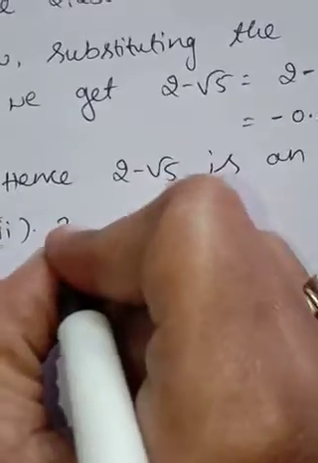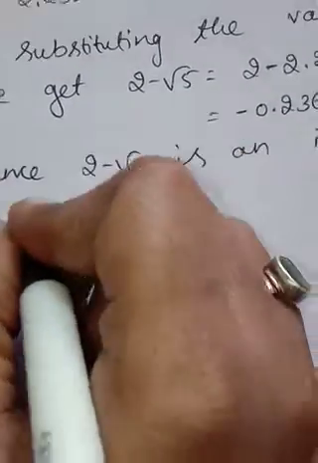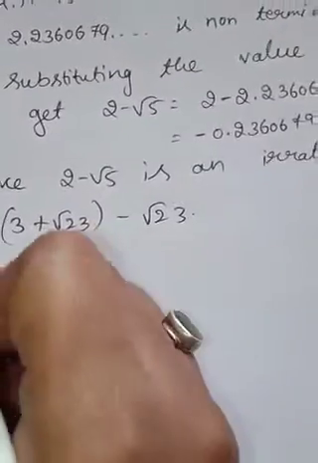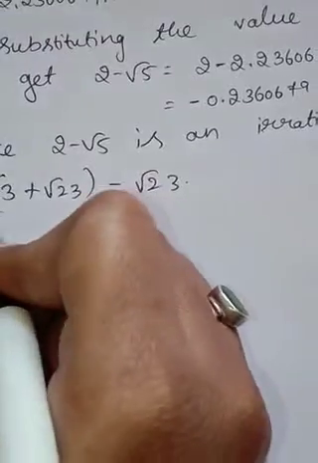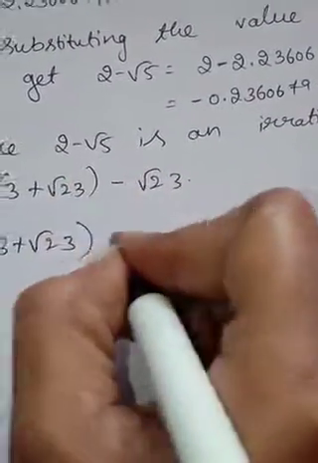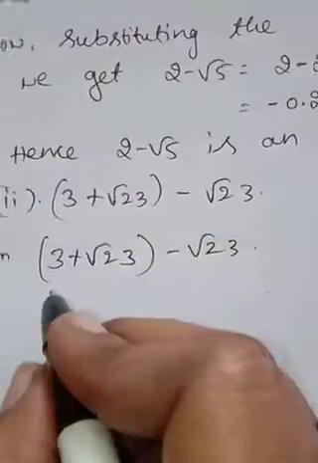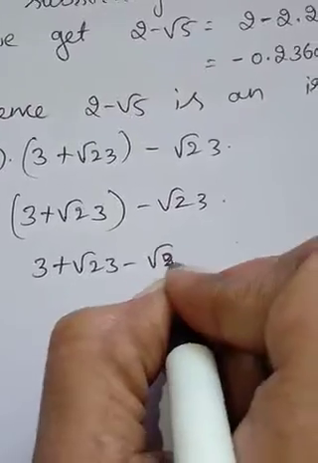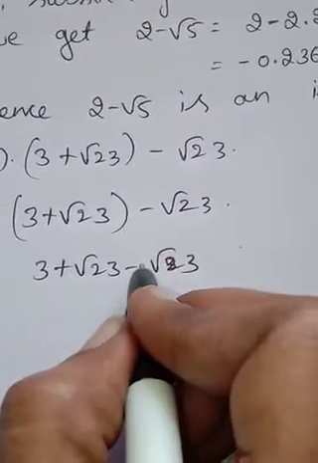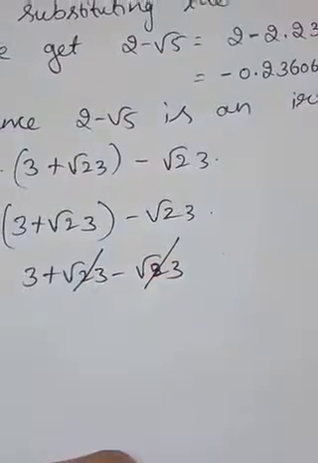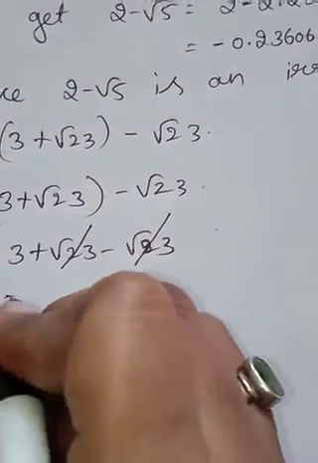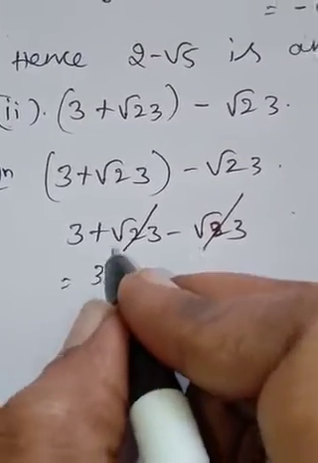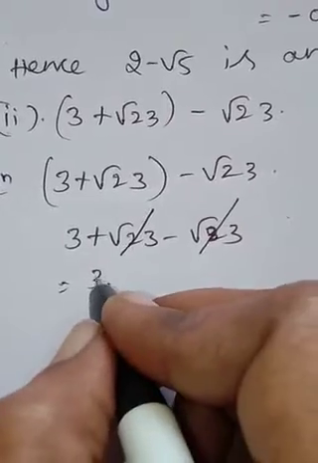Dear children, I hope you understood this one, and then I will move to the next problem, that is 3 plus root 23 minus root 23. Okay, this one is very simple. This one is the question. To simplify this one, 3 plus root 23 minus root 23. Here we have a plus sign, here we have a minus sign. That means root 23 cancels. Then the remaining number is 3.